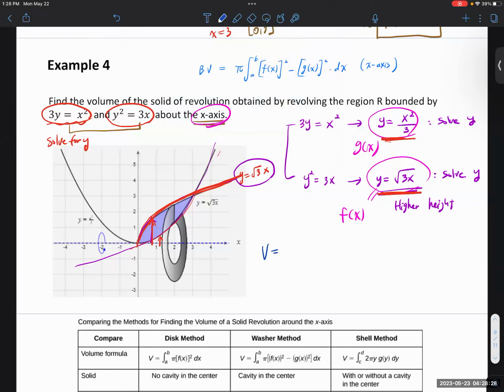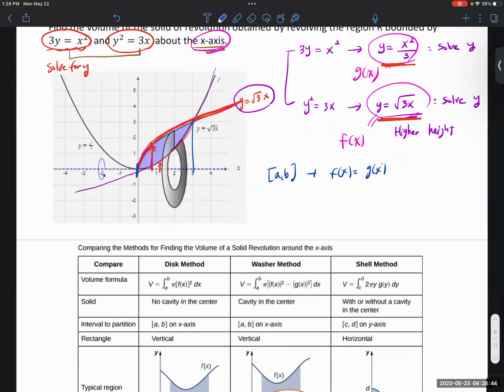Volume. And then do we know the a to b? No, we don't know. So we're going to find out first. From where to where? From here to here, to find a to b, f of x equals g of x. So you're going to solve for x: x to the second over 3 equals radical 3x. If you solve it, I'm going to square both sides. So x to the 4 over 9 equals 3x.